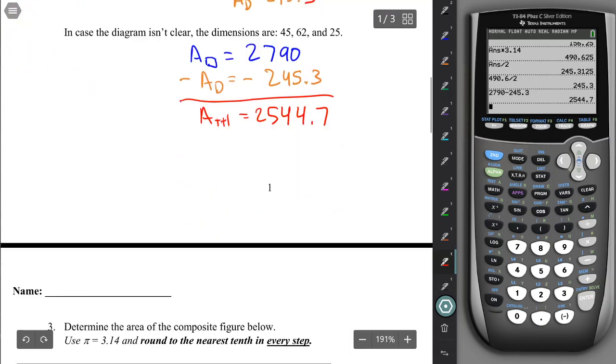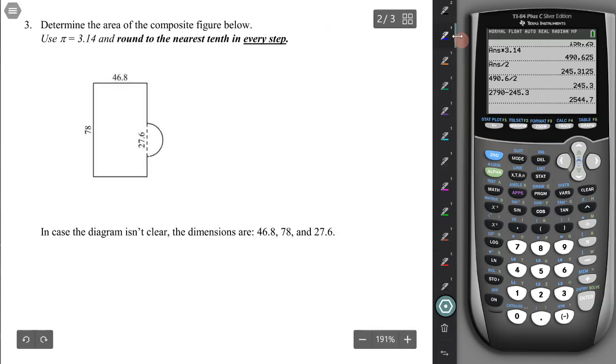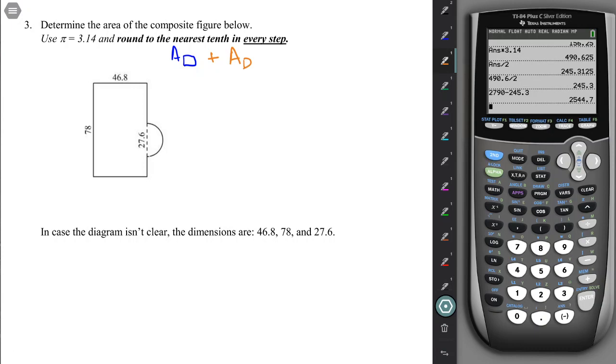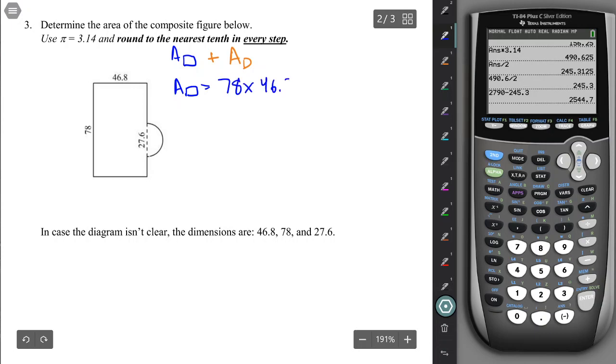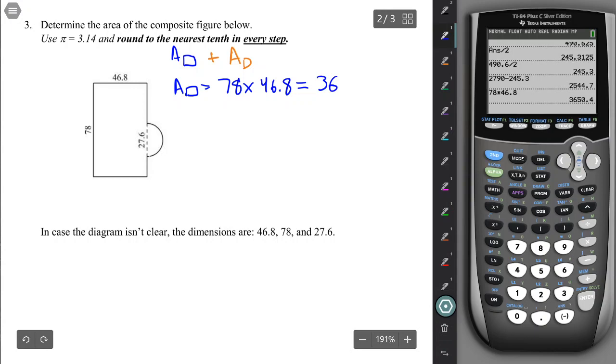I'm just going to show you guys one more where the semicircle goes outside the rectangle. So our strategy in this case is going to be area of the rectangle plus the area of the semicircle. So area of my rectangle is still length times width. So I guess I'll do 78 times 46.8, which is 3650.4. Okay, so I'm going to need that.